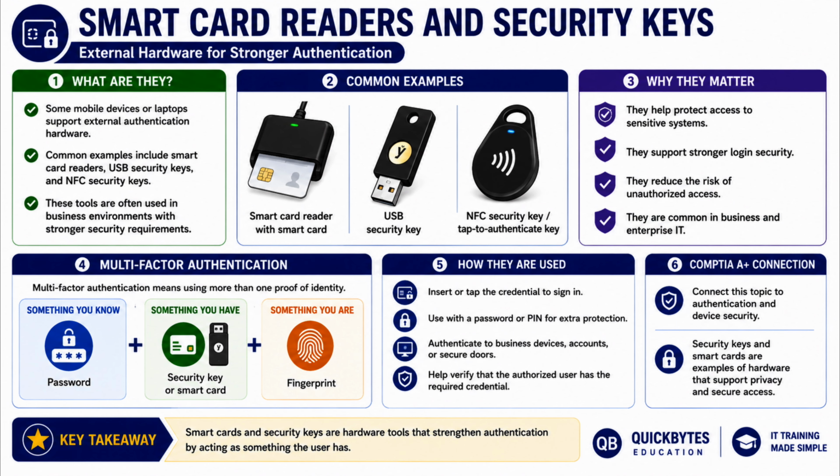Some mobile devices or laptops may also support external authentication hardware. This can include smart card readers, USB security keys, or NFC security keys. These tools are often used in business environments where stronger security is required. A smart card or security key can act as something the user has. This is important for multi-factor authentication. Multi-factor authentication means using more than one proof of identity. For example, something you know, like a password, something you have, like a security key, something you are, like a fingerprint. Privacy hardware helps support stronger authentication and protects access to sensitive systems.